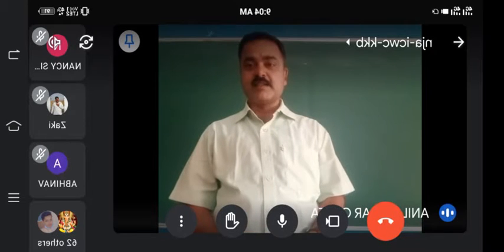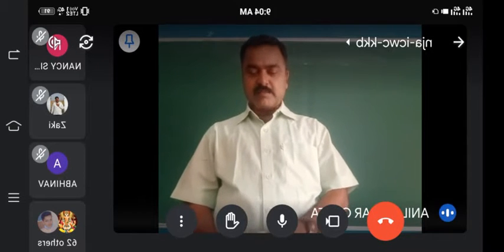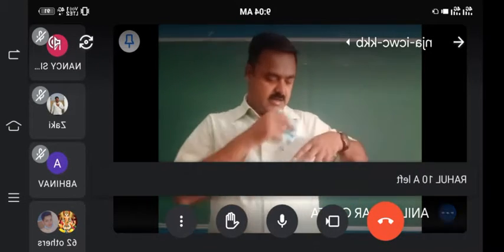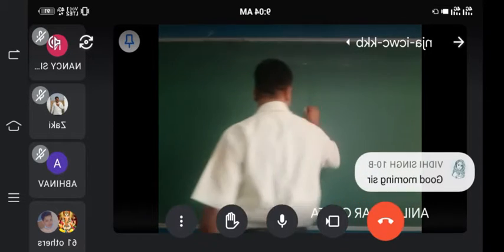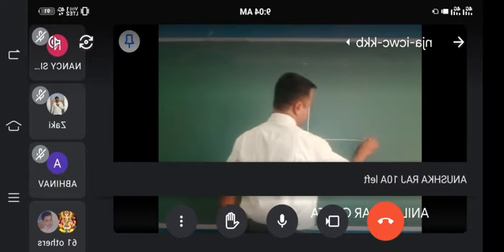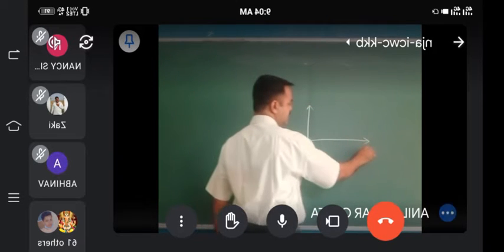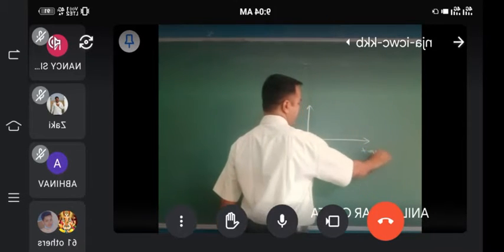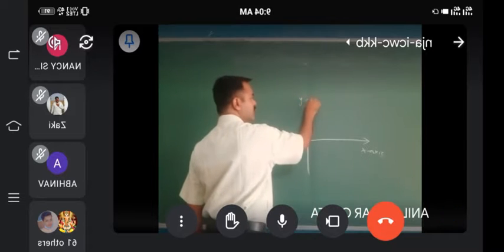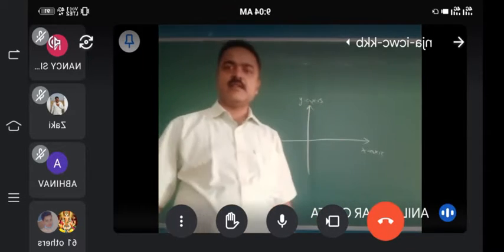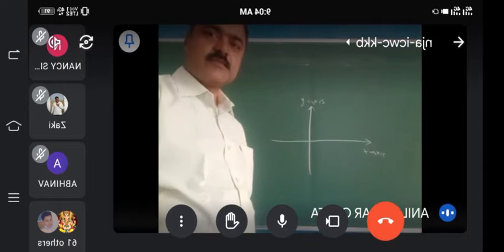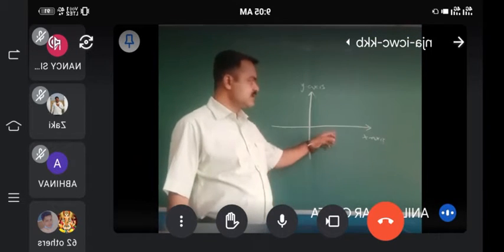To revise straight line. So I am going to revise the straight line. Okay. Say this one is, suppose that, x-axis, and this is x-axis and this is y-axis. X-axis and y-axis. Now you know what is the equation of x-axis?